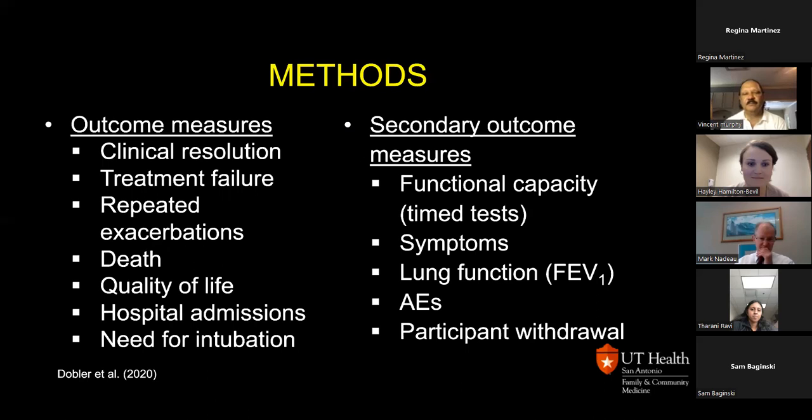So some of the outcome measures were clinical resolution of the exacerbation, failure of treatment in mild cases, repeated exacerbations, death, quality of life, hospital admissions, or need for intubation. Other outcome measures that they looked at included functional capacity, like timed walking tests and endurance tests, symptoms based on different scale criteria, lung function, as FEV1, adverse effects, and participant withdrawal for whatever reason. They looked at that as well.